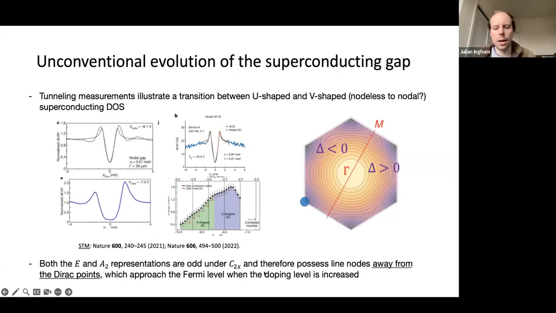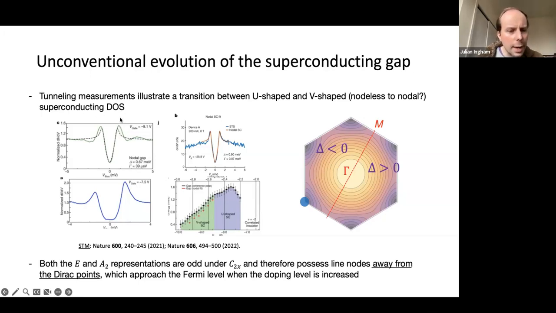I'll try and wrap up in a few minutes. I'm just going to run through some of the other results. Another interesting feature that's seen near nu equals 2 is this unconventional evolution in the tunneling profile in the superconducting state. So this experiment is done in twisted trilayer graphene, but people generally think that the superconducting order parameter is the same for the two systems.